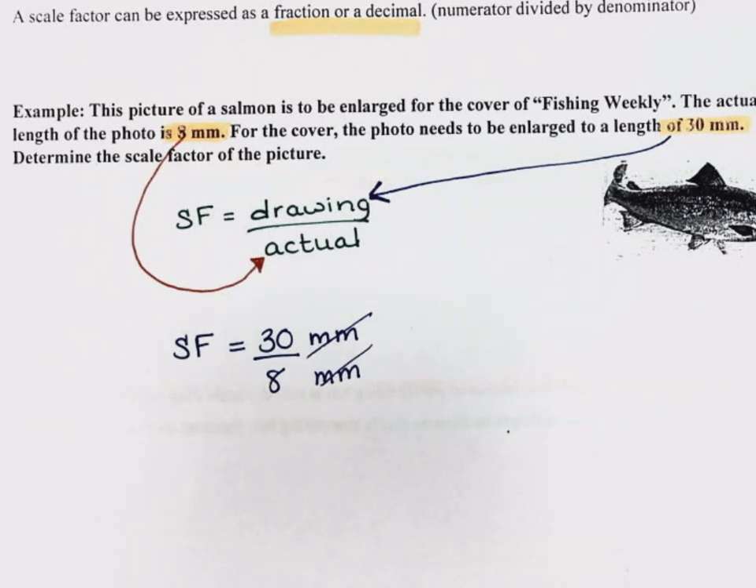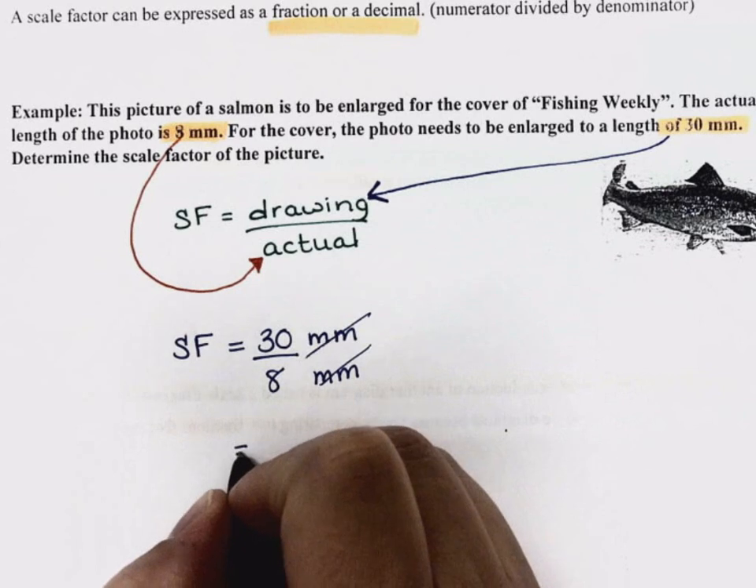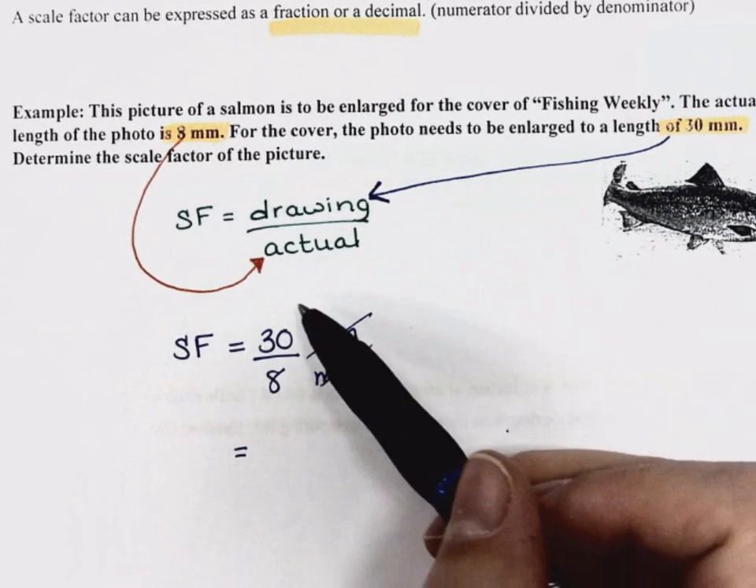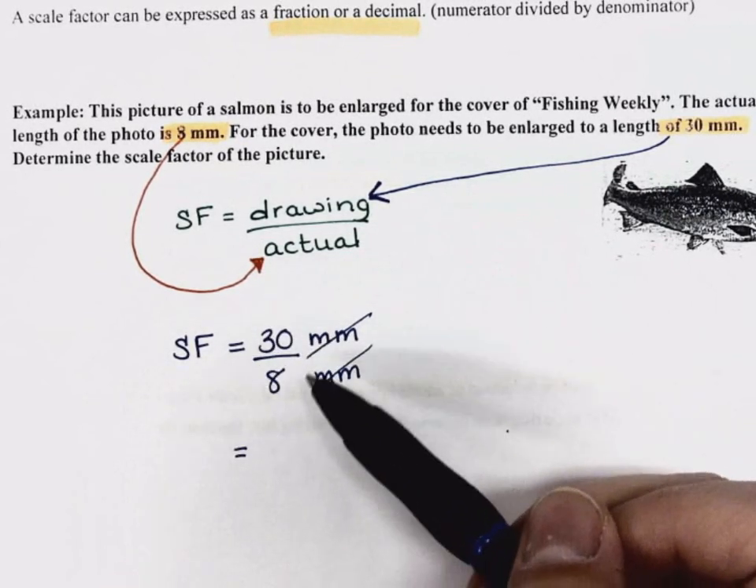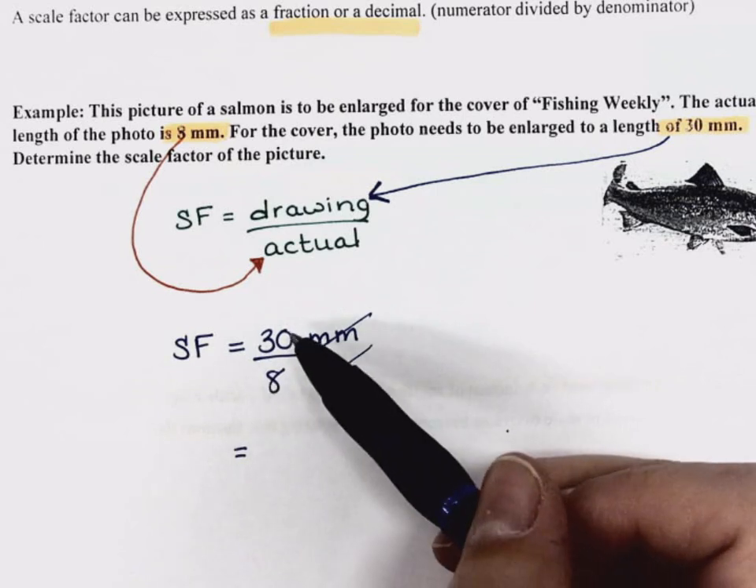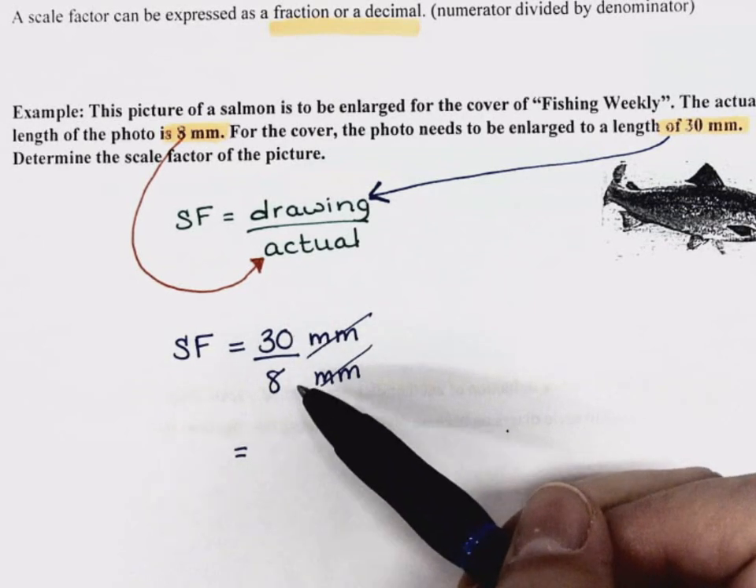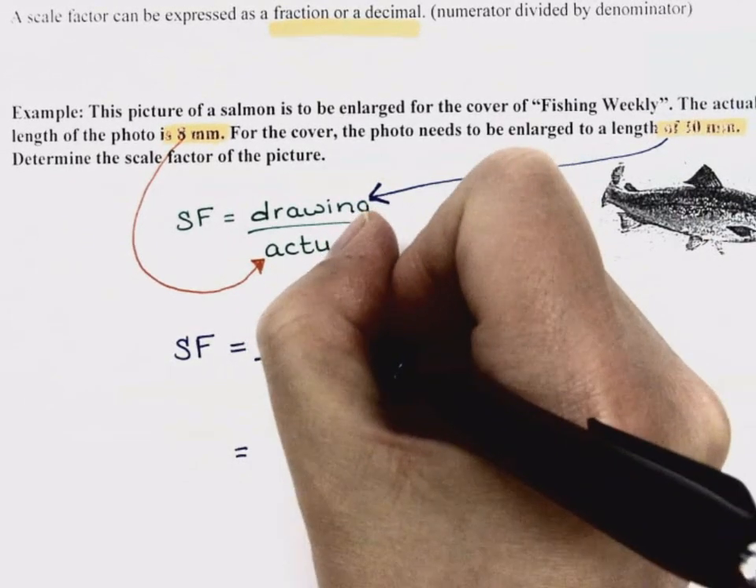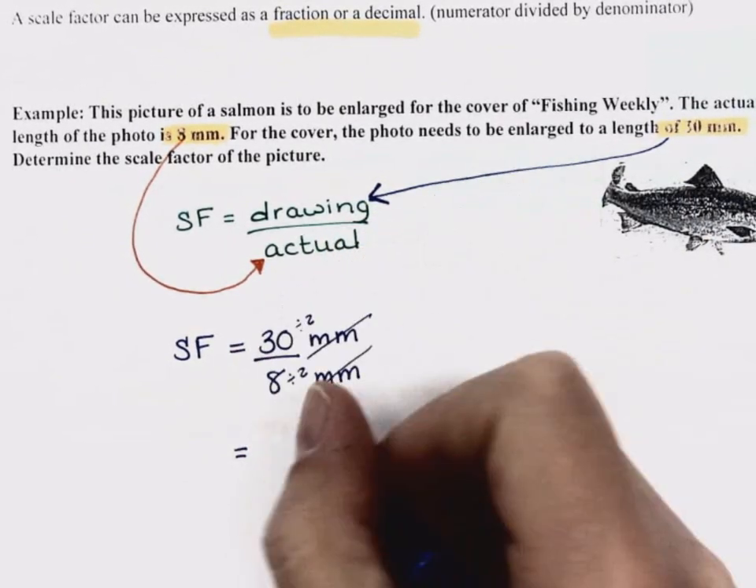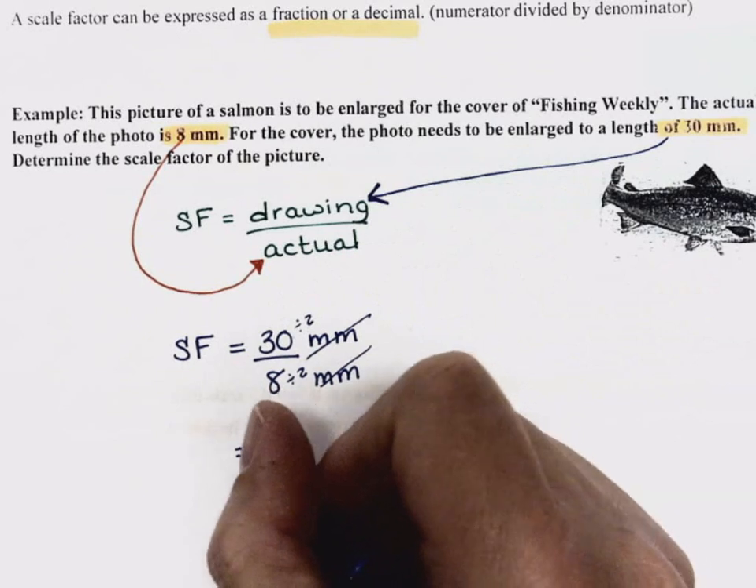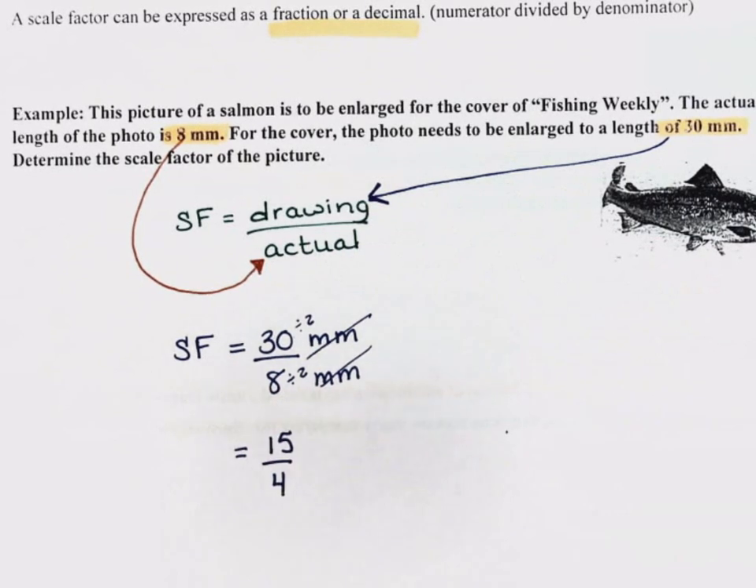Okay, do you like fractions or do you like decimals? You guys are like decimals. Okay, I'm going to do it both ways. If I were a fraction, I want to reduce this. What can I take out of both of them? What number can be divided out of 30 and out of 8? 2. So if I divided that by 2 and divided that by 2, I'd get 15 over 4.